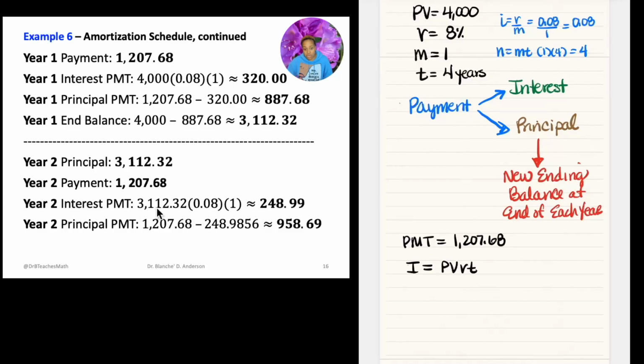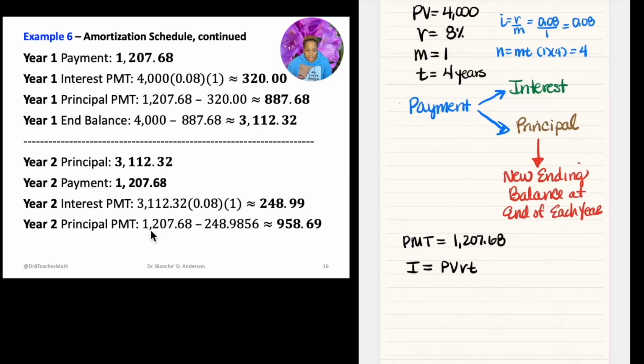So when you take 3,112.32 times 0.08, you actually get this full number. So if you get in the habit of keeping all the decimal places, only round when you enter your answer. Okay? So I hope you're with me. At any point, leave a question in the comments if I'm losing you here, so we can go. I want to make sure I don't lose you.